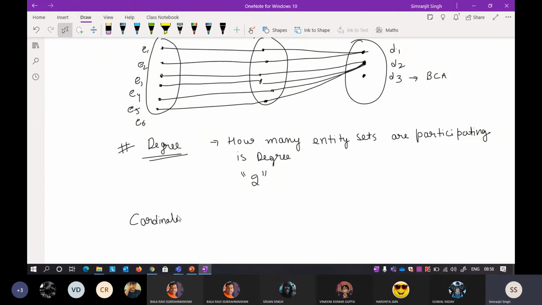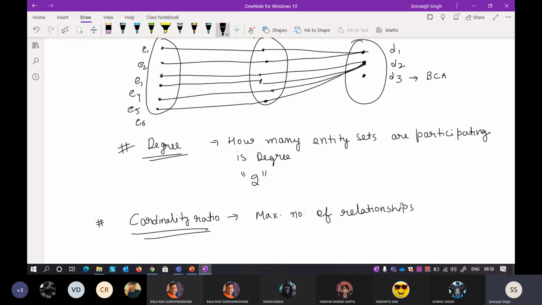Cardinality ratio. Don't worry, everything is written in your slides as the theory part. I'm just directly giving you an example so you can easily understand it. So what is a cardinality ratio? The maximum number of relationships. These are informal definitions; you can also look at the formal definitions in your books. I'm just writing it in a simpler way.